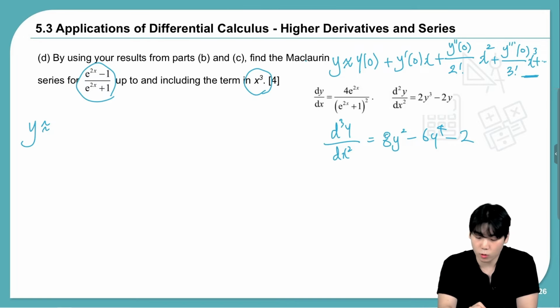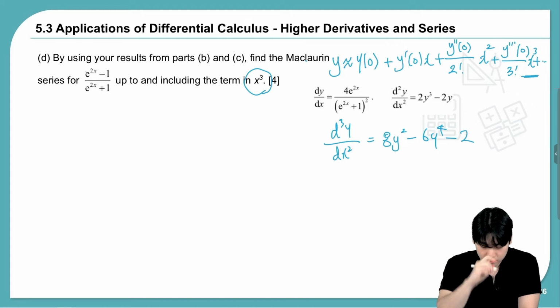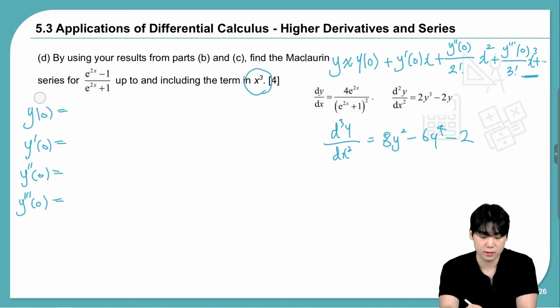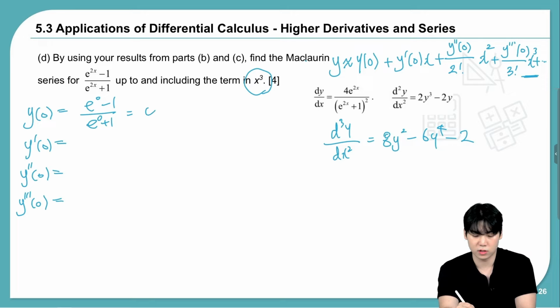Let's just sub in. So what was y when x is equal to 0? Oh, you know what? Let's just try to find what y(0) is and what y'(0) is, y''(0) is, and y'''(0) is first. I think that would be more convenient. So y(0), that means (e^0 minus 1) over (e^0 plus 1). So that is just 0.